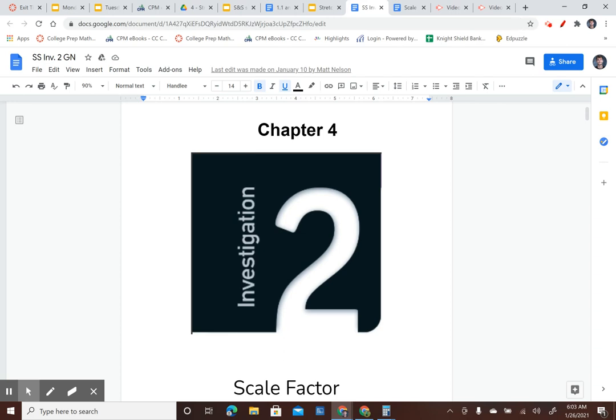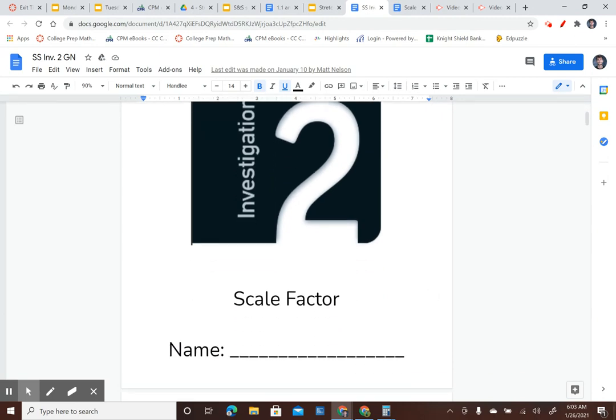Hello, everybody, and welcome. Today we are talking about Chapter 4, Investigation 2. So yesterday we talked about corresponding sides and angles and comparing similar figures. Now today we're going to be looking at scale factor.